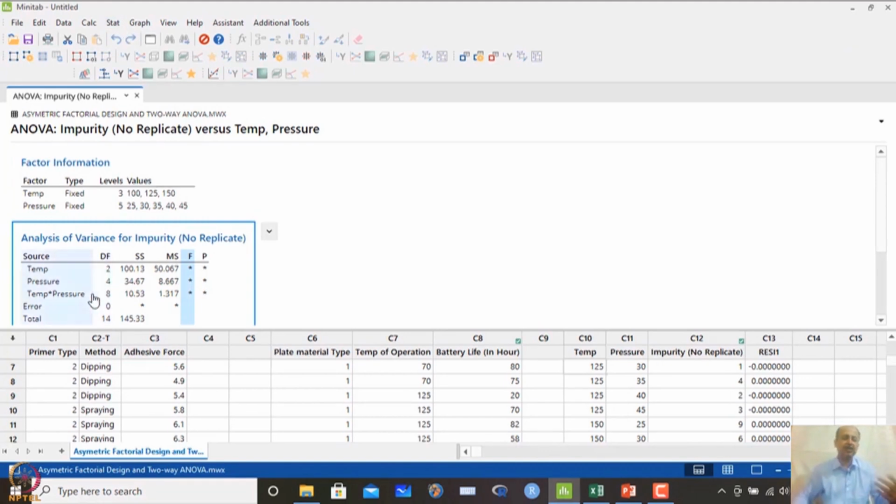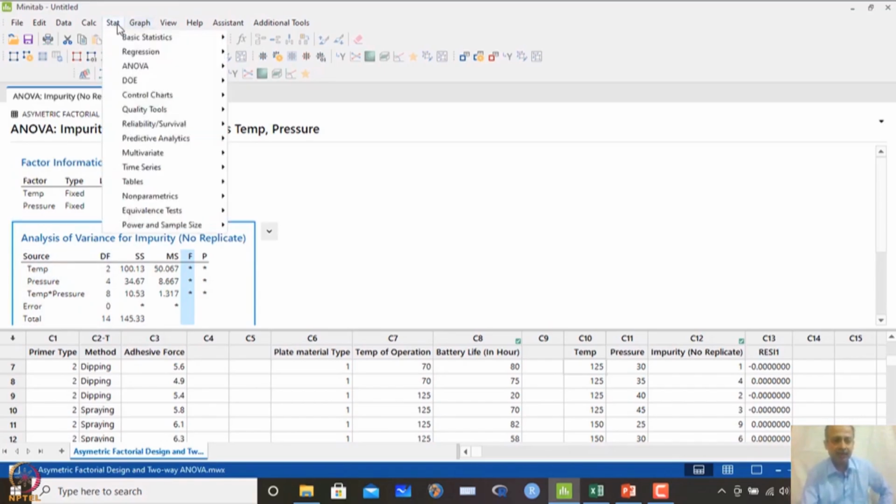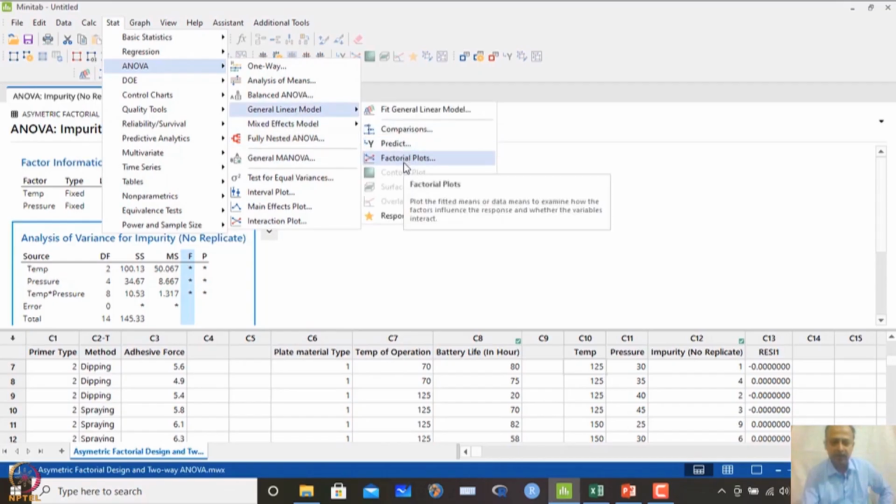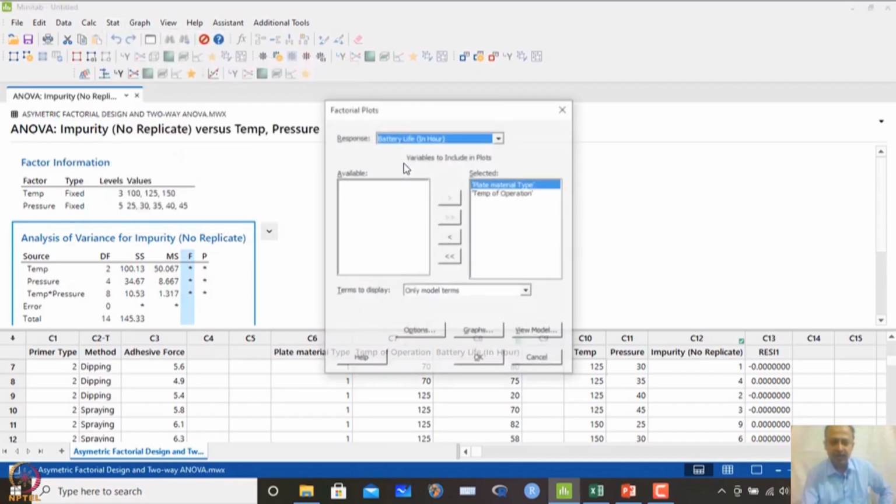It is already given in Montgomery's books how to calculate interaction in the case of single replicates, so I am not going into those details. What I want to see is whether the interaction is prominent or not, graphically. So, if I go to Stat and ANOVA, interaction plots is possible over here. Or we can directly go to general linear model, and we can go to factor plots also, and we can see the plots like that.